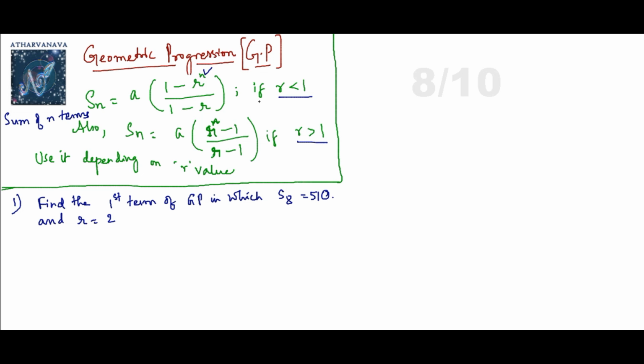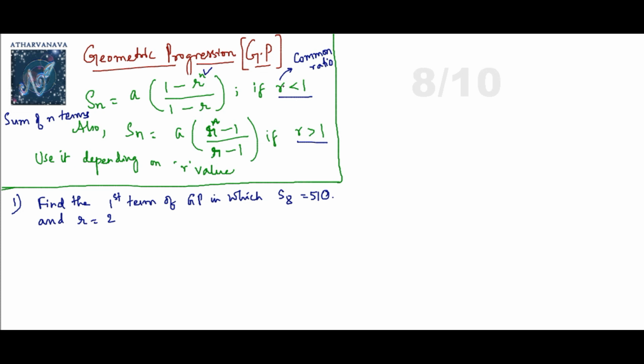Similarly, there is another formula: Sn is equal to a into r power n minus 1 by r minus 1, if r is greater than 1. In the first formula, your r value is less than 1. The ratio is called the common ratio; r stands for common ratio. If your common ratio is less than 1, then you have to use the first formula. If your common ratio is greater than 1, you go with the second formula.